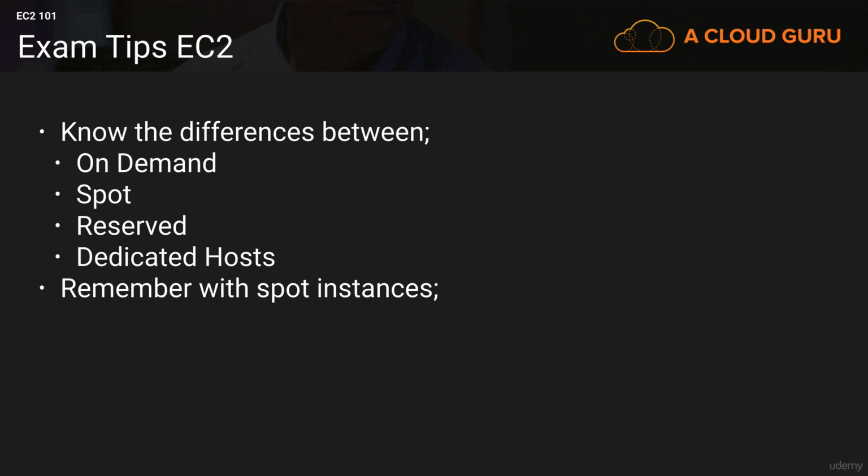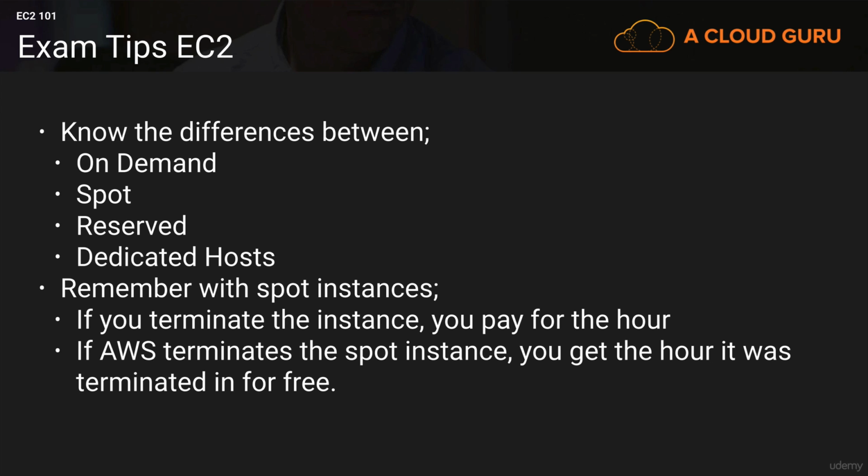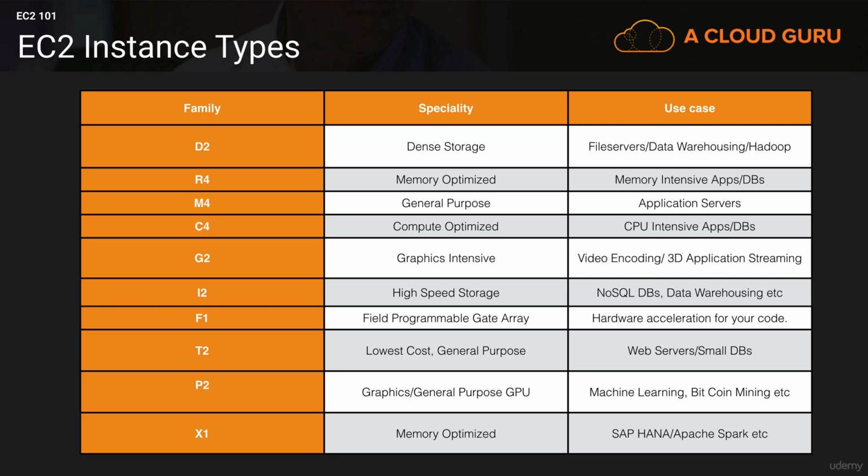Also, remember with spot instances, there's a really key difference here. If you terminate the instance, you're always going to pay for the hour. So let's say I've had a spot instance running for 2.5 hours and I terminate it halfway through. That's the third hour, so I'm going to pay for 3 hours in total. But if AWS terminated it because my spot price went above my bid price, then you're going to get the hour that it was terminated for free, so you'd only pay for 2 hours. So do remember those key differences going into the exams as well.